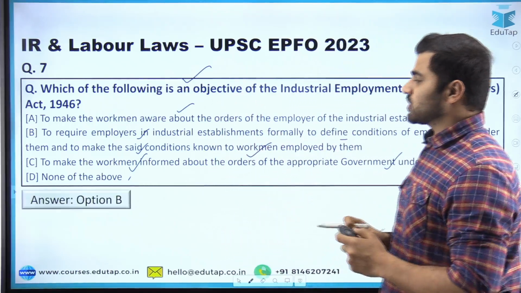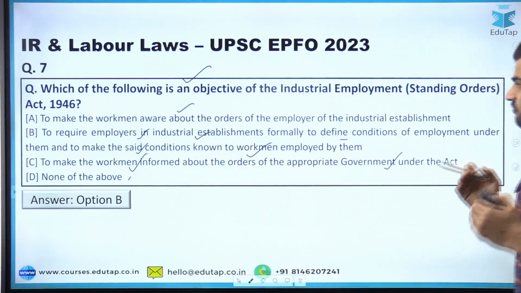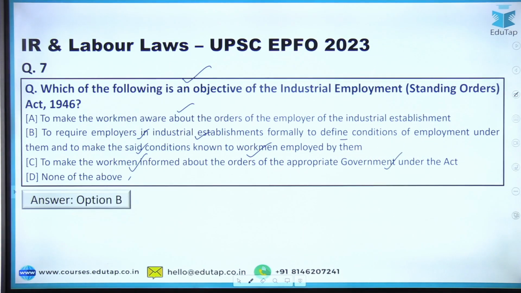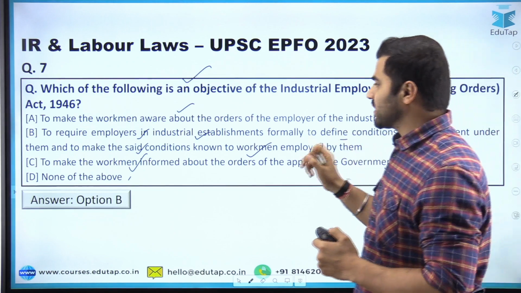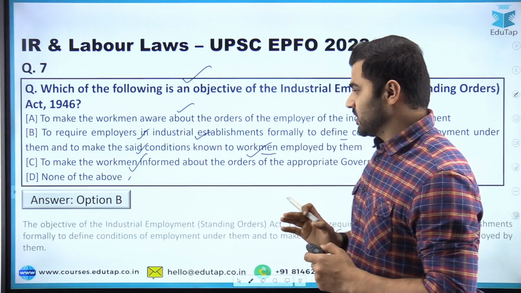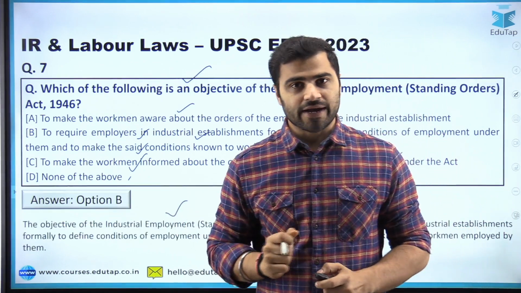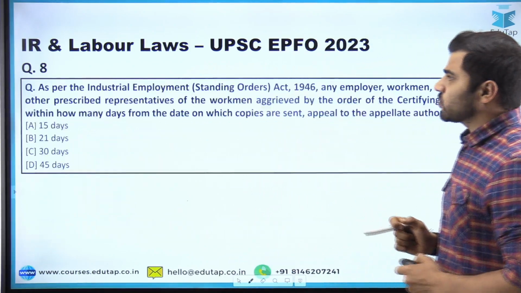The right answer is option number B, that is to require employers in industrial establishments formally to define conditions of employment under them and to make the said conditions known to workmen employed by them. So this is the right answer. Here you can read the objective of the Industrial Employment Standing Orders Act. Now let's move to question number 8.